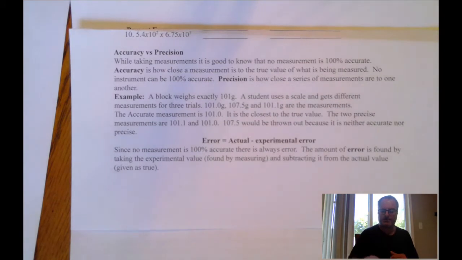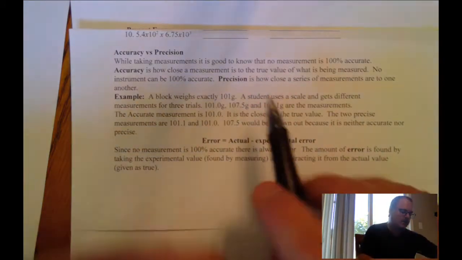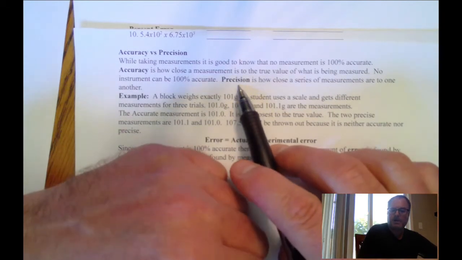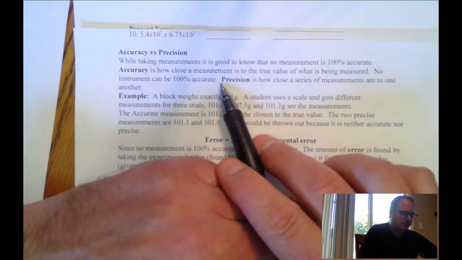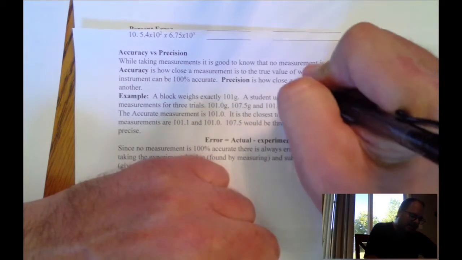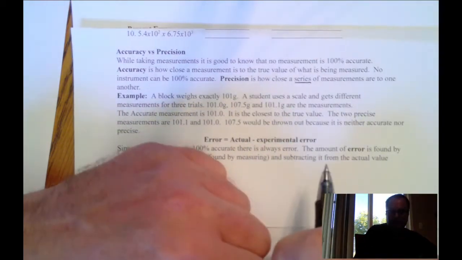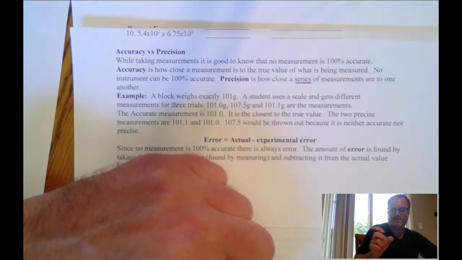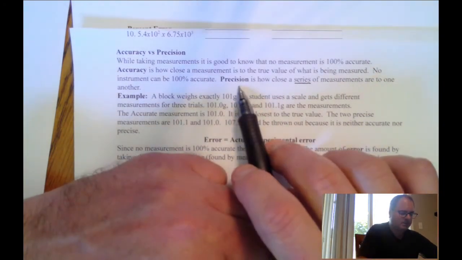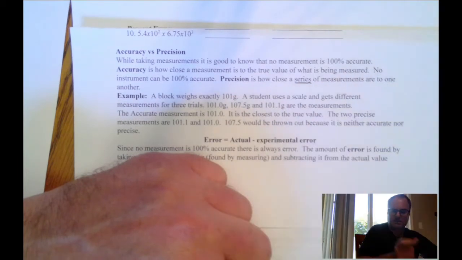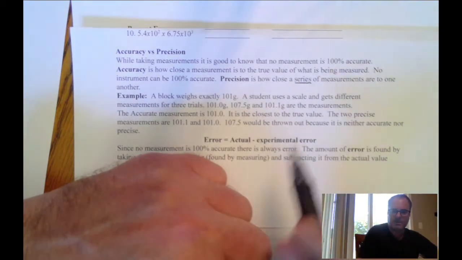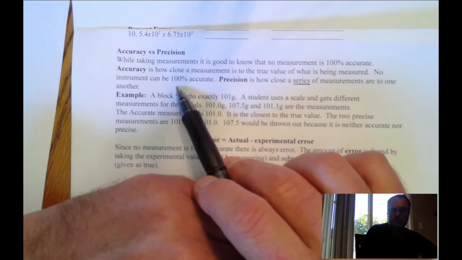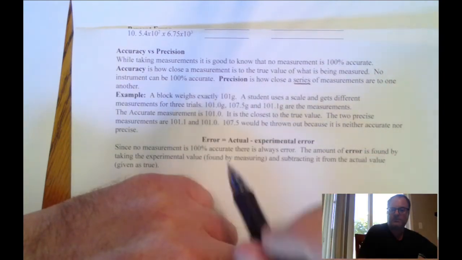Precision is how close multiple measurements are to each other. So the key is to know precision. If you know what poly means, it means many. Precision is how close a series or many measurements are, how close they are together. So precision, poly, many. It's a series of measurements and how close they are to each other. Accuracy is just like you think. It's how close to the true value.